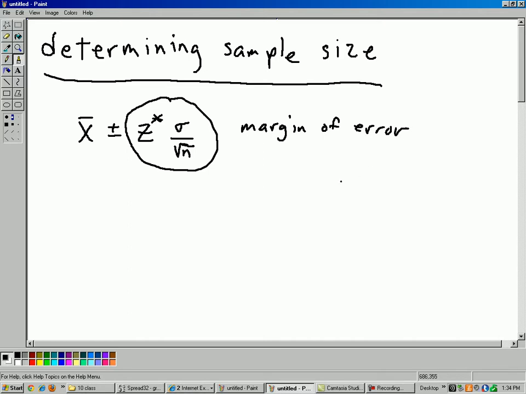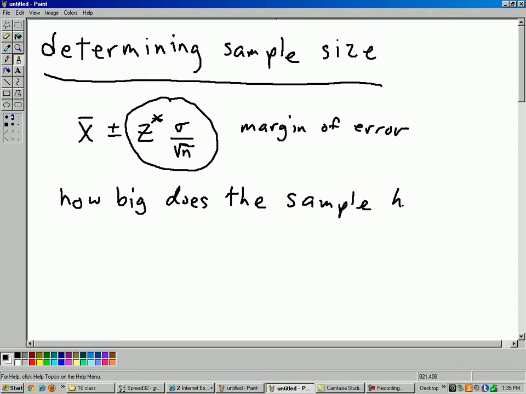All right, so suppose that you're going to do some research and you have particular requirements you must satisfy. For example, let's say you have a desired margin of error, you have a known population standard deviation, and you have a desired confidence level that gives you a z, it gives you a sigma, it gives you the margin of error. But the question we want to find out here is how big does the sample have to be?